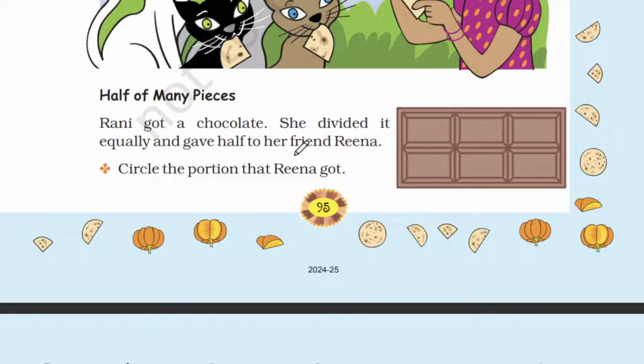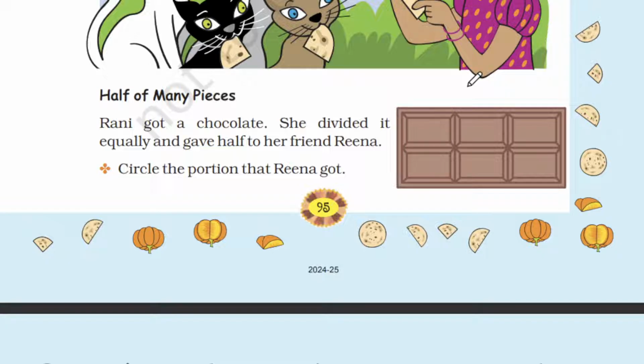Half of many pieces. Rani got a chocolate. She divided it equally and gave half to her friend Reena. Circle the portion that Rani got. Okay, so what happened? Rani got a chocolate. She got a chocolate bar. She divided it equally and gave half to her friend. Okay, so you have to divide this chocolate equally.